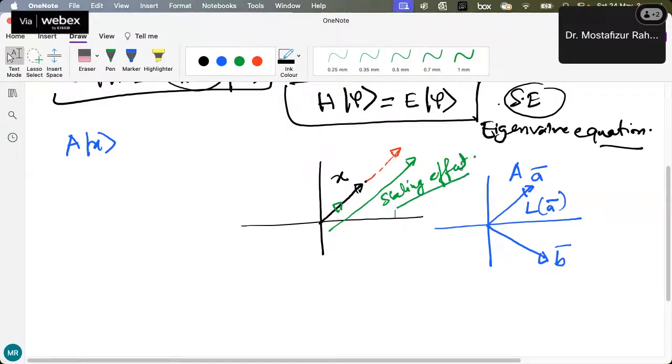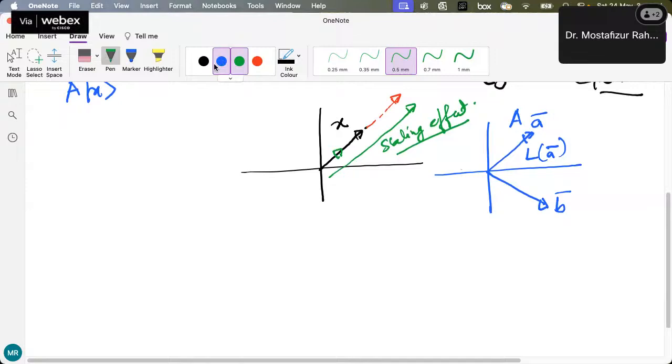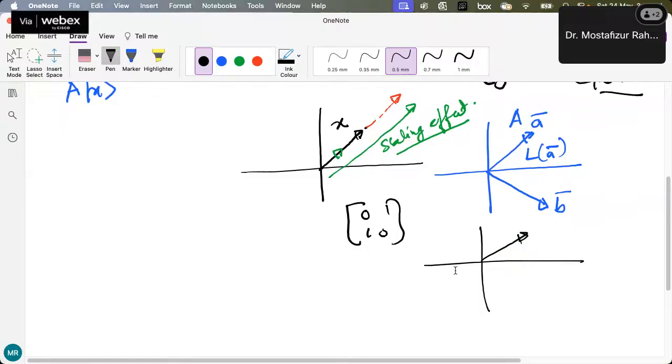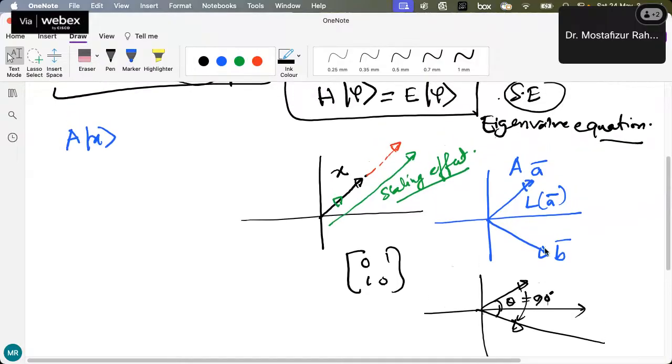Say, for example, if you have a rotation matrix, say 0, 1, 1, 0, the Pauli X. What it does is basically rotate from your x-axis. If this is your x-axis, basically it will rotate from here to here. So you'll be reaching here at this particular point. So this is not stretching the vector, but this is changing the angle, theta equals 90 degrees. This is basically the Pauli X matrix or Pauli X operator.